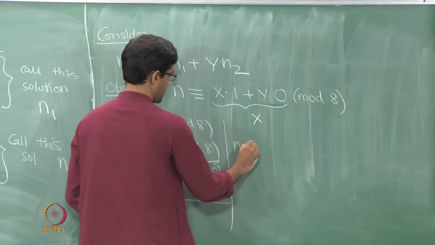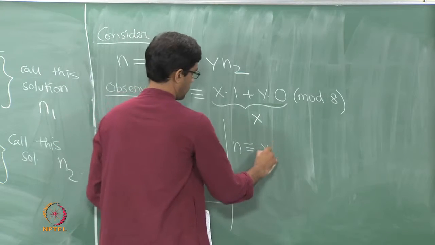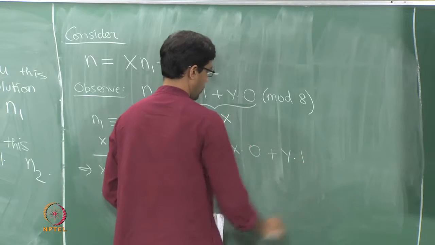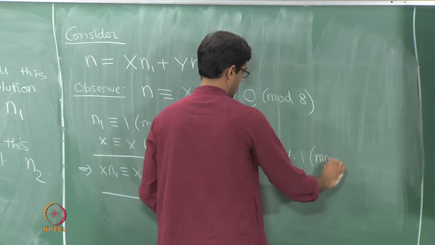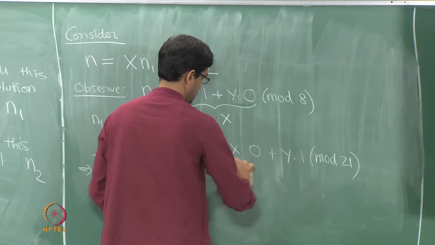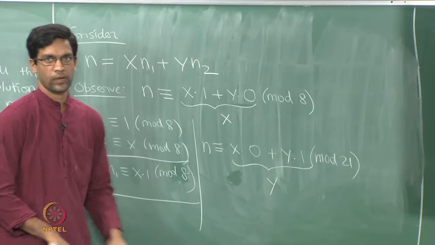And by the same logic, if you look at congruences modulo 21, now you'll get n1 is congruent to 0 and n2 is congruent to 1, so that's again y. So n turns out to be congruent to y mod 21.